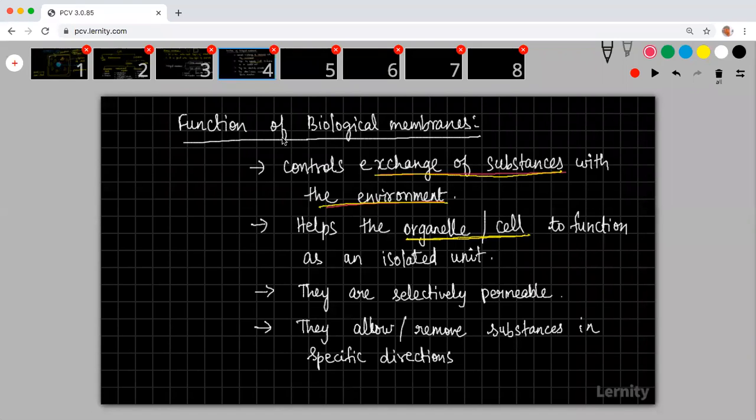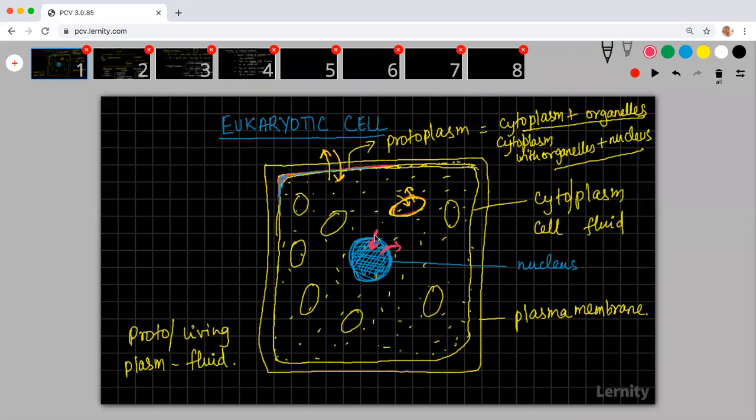It will allow it in the specific direction, meaning inside or outside. That is what I told you. Please listen. It can allow it either inside or outside.